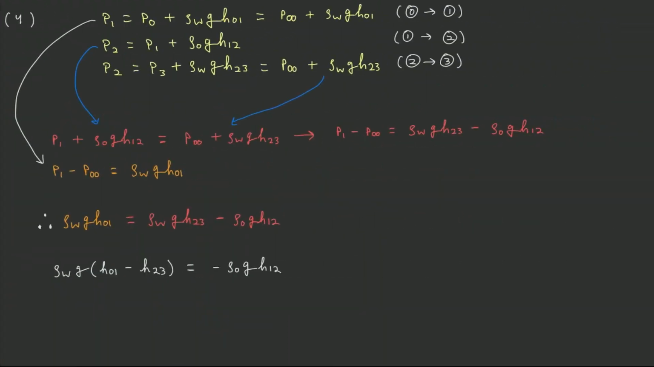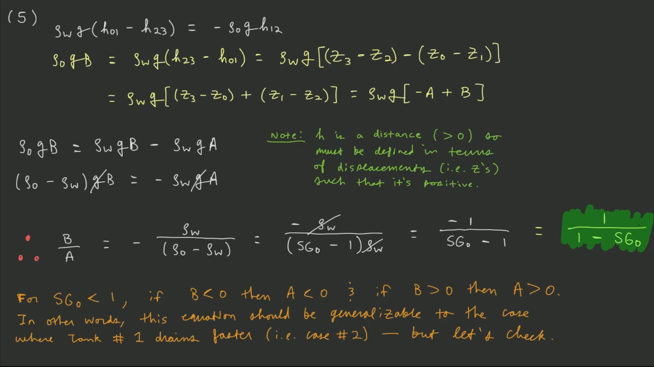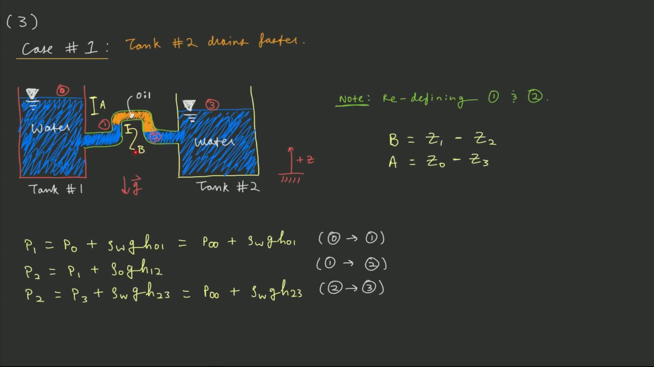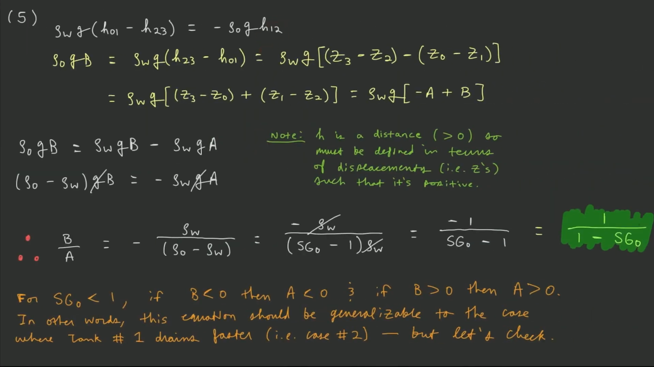Now, it's important to note that those h's are defined as distances, so they have to be defined as positive numbers. And we will see why that's important on the next slide. So now that we have that final equation from the last slide, all we really have to do is map these heights to our key variables A and B. What we can see here is h12 is just the distance between points 1 and 2, so that's just equal to B. So we can take that h12 and replace it with B. Then we can multiply both sides by negative 1, and we get this equation right here. So now that we have rho o g B is equal to rho w times g times this quantity, we just need to map this quantity to A and B.